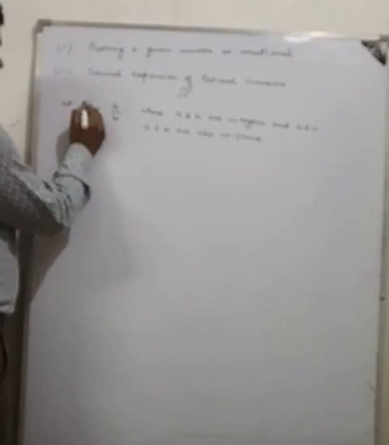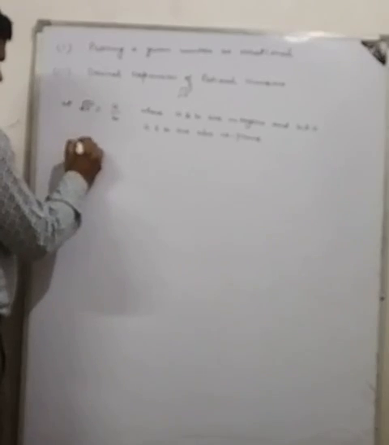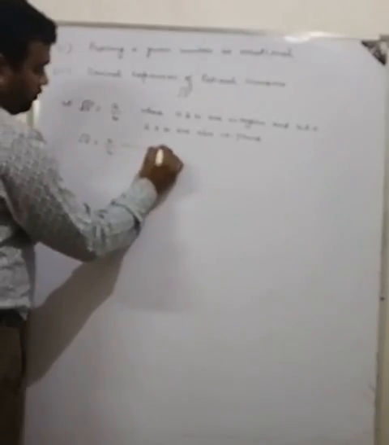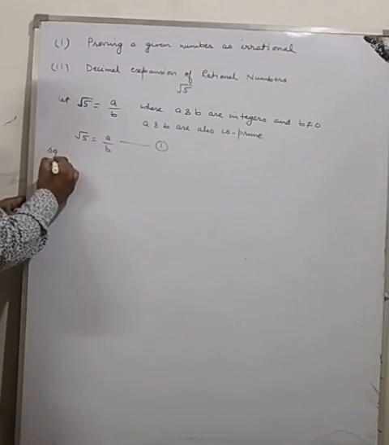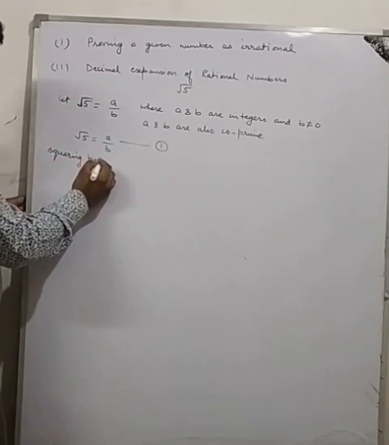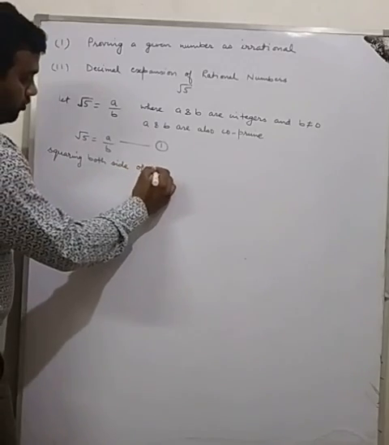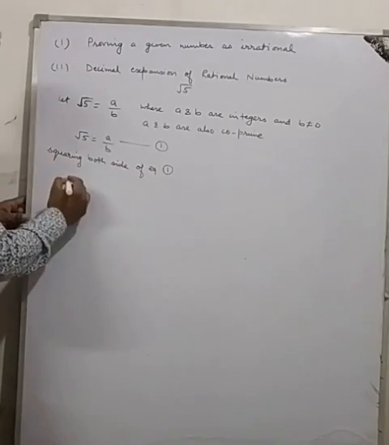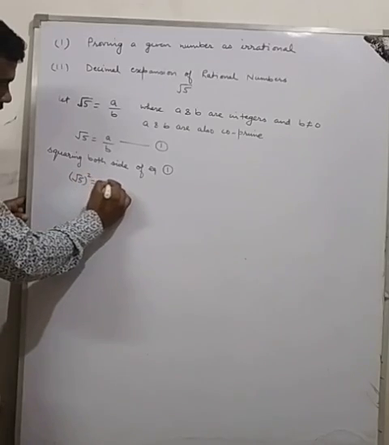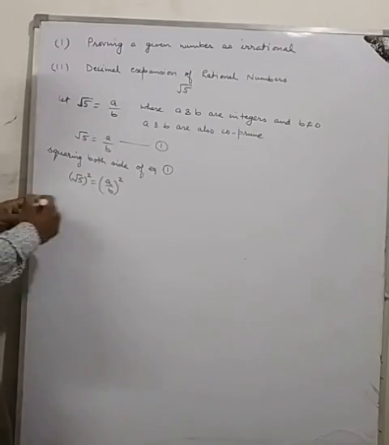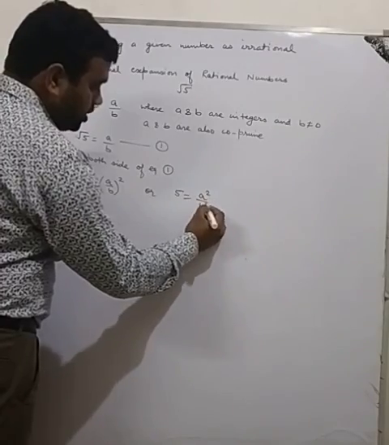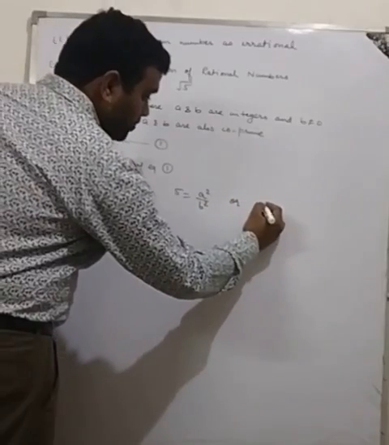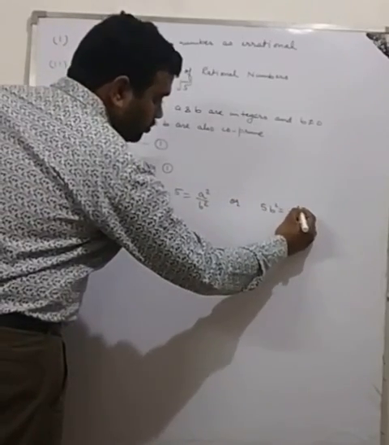So we are assuming root 5 is equal to a upon b, which is our equation 1. So we are going to square both sides of equation 1. So root 5 whole square and a upon b whole square, or 5 is equal to a square upon b square, or 5b square is equal to a square.